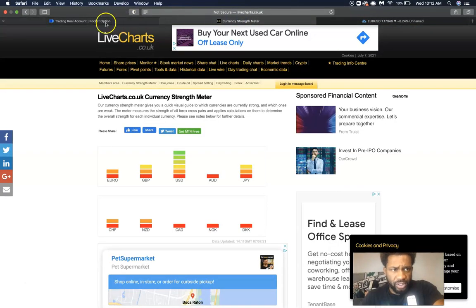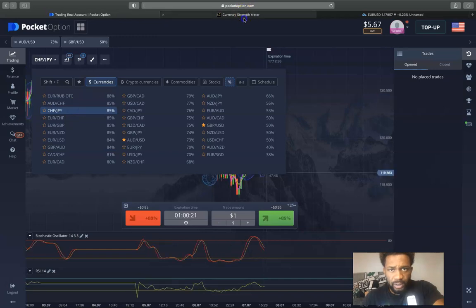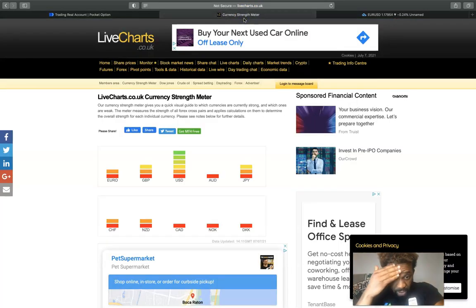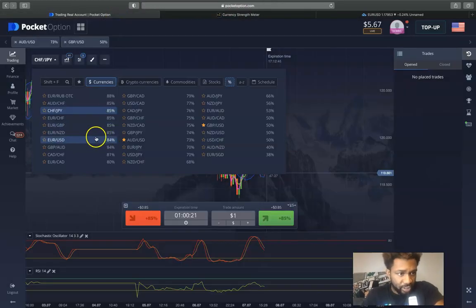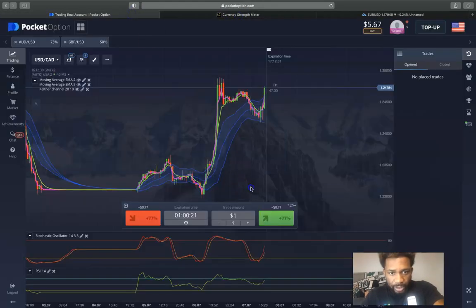What is strong? So the dollar is the strongest one of them all. So let me just look at the dollar against everything else. So let's look at USDCAD. USDCAD should be on the buy, right? USDCAD should be on the buy. So USDCAD is on the buy here.